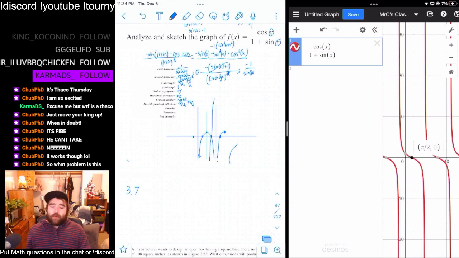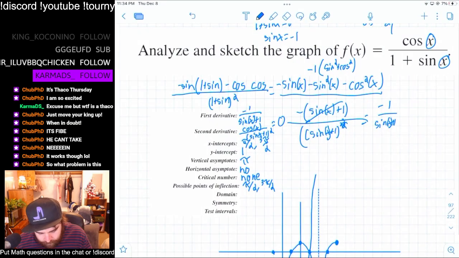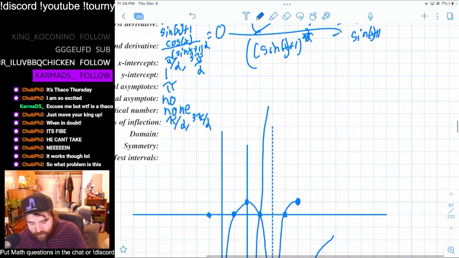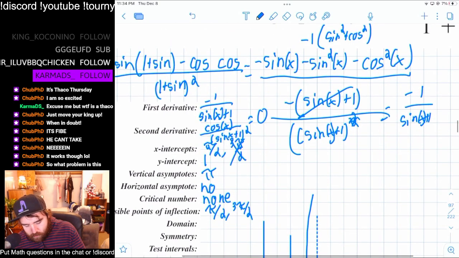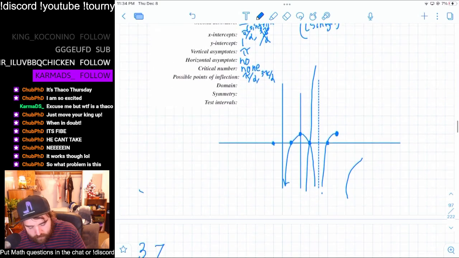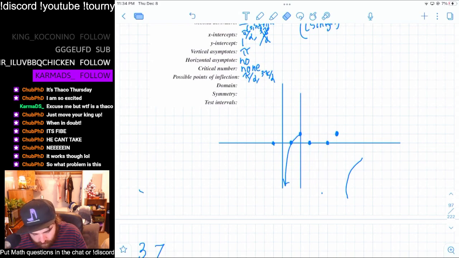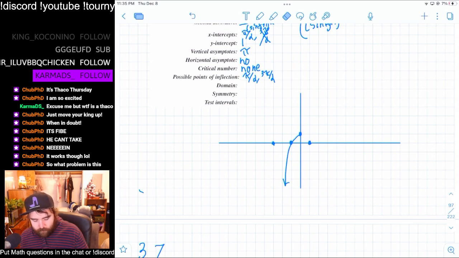Sine of pi is 0. The vertical asymptote is not at pi. It's at 3 pi over 2. Oh, that's the problem. The vertical asymptote is not at pi. It's at 3 pi over 2. Oh, what a bot move. Oh my goodness.